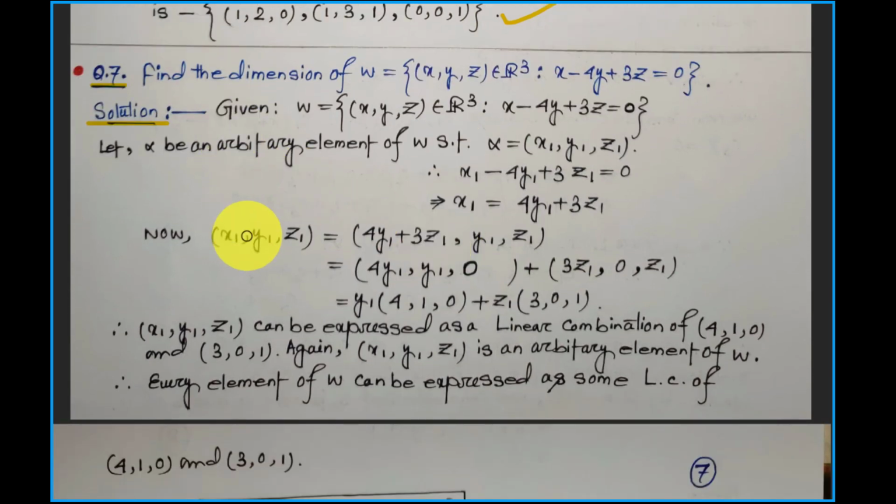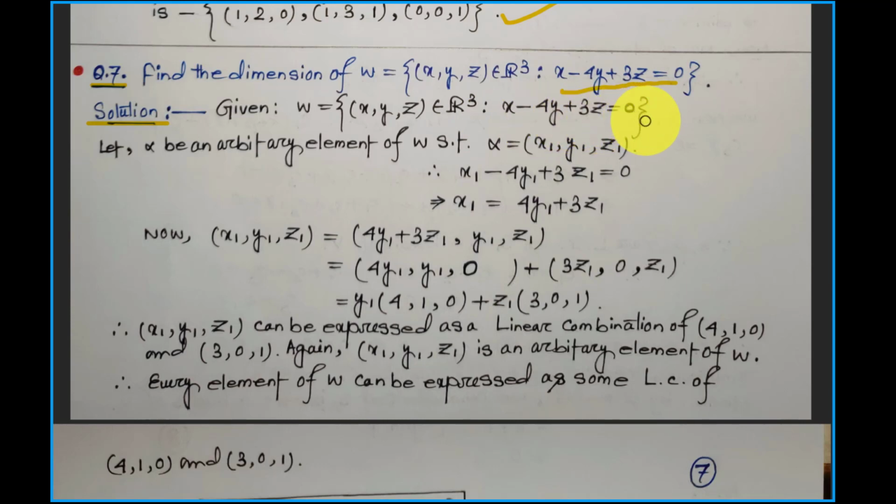Here we have to find the dimension of a subspace. Read the question. Find the dimension of W equals the set of (x, y, z) belonging to R3 such that x minus 4y plus 3z equals 0. So this is the criterion of this set, and we have to find its dimension. Given W equals (x, y, z) in R3 such that x minus 4y plus 3z equals 0.